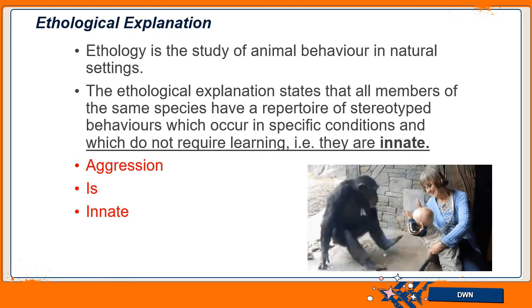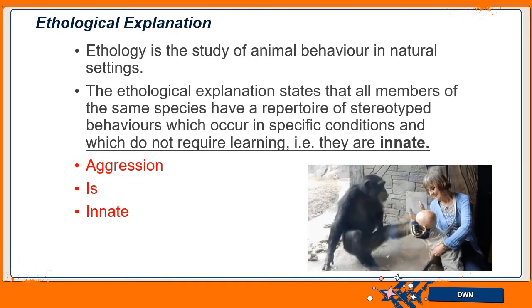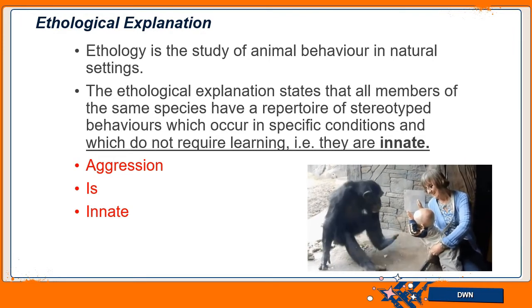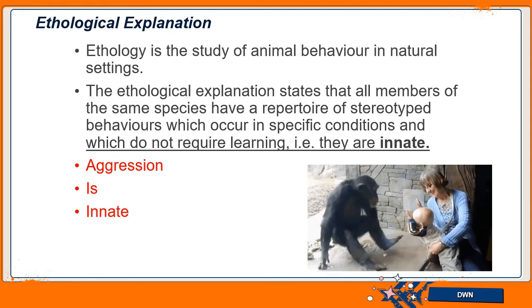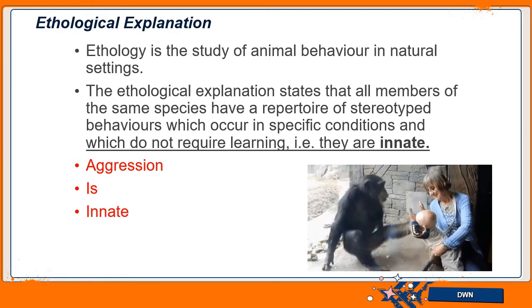So what do we mean by ethology? Well, ethology is the study of animals in their natural settings, unlike this crazy chimp trying to kick a baby in the face who's clearly in a zoo. The ethological explanation suggests that most animals have a repertoire, a set of stereotype behaviors that always occur in specific conditions. Crucially, none of these things require any learning. They are all innate. The animal doesn't think about them.